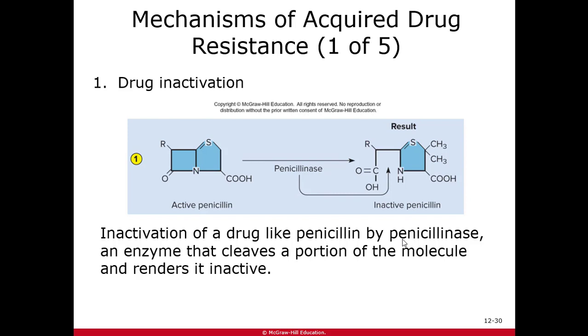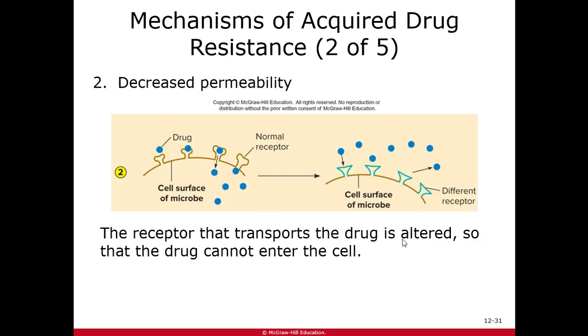Some use decreased permeability. A lot of times the drug has to get inside the bacteria to actually cause damage. Well, if the microbe can prevent the drug from getting in, it can't do its job. An example: this is the normal receptor that the drug recognizes, attaches to, and then gets inside the cell. Well, if the microbe changes that normal receptor shape, the drug can't recognize it, can't attach, can't get in, and the organism lives.